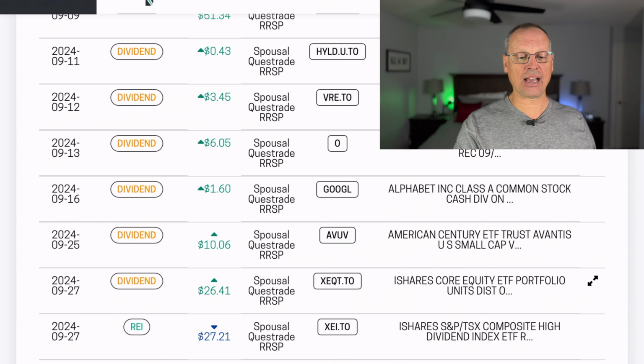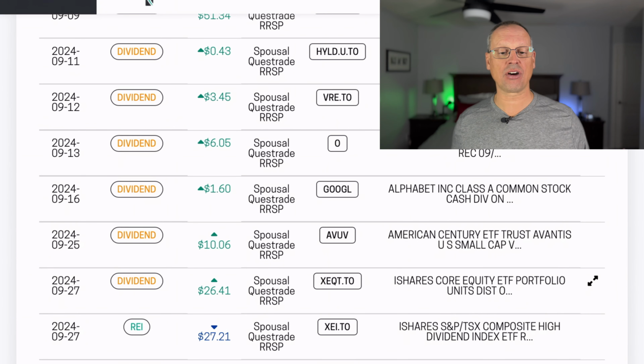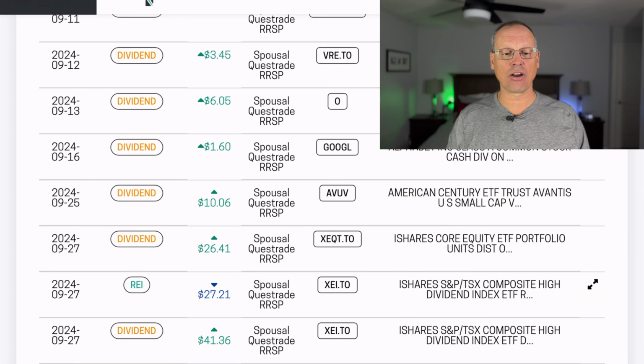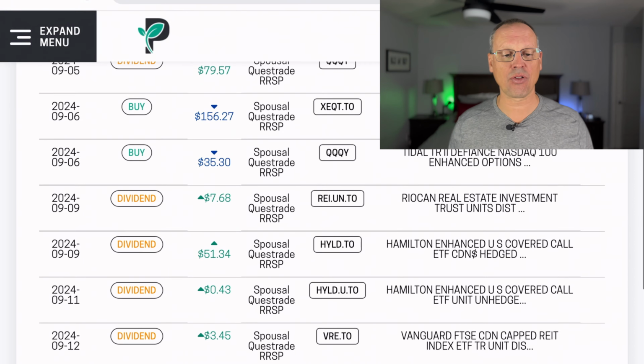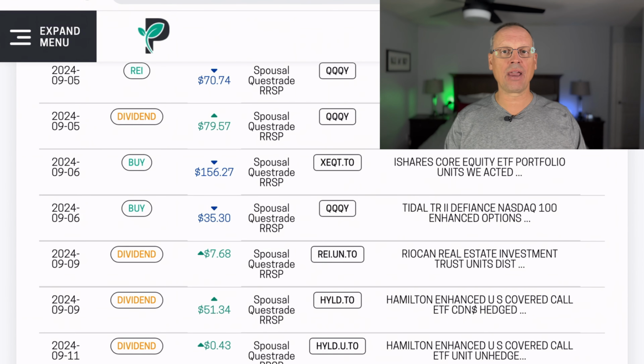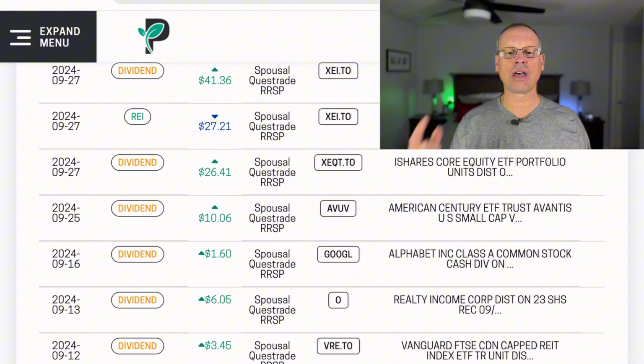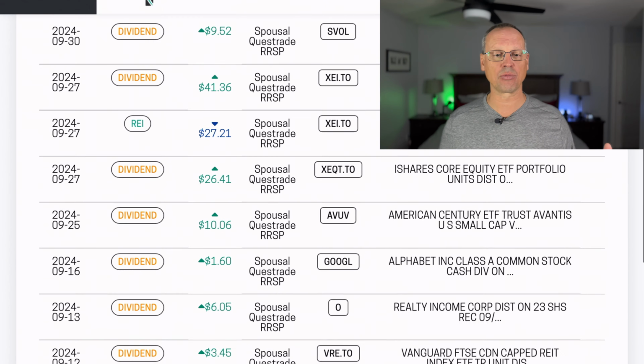And of course, lastly we had XEI paid out $41, and that is set on DRIP as well, as you can see. So it was reinvested for 1 share at $27. And lastly is SVOL that paid out $9.52, and the remaining of the cash is left over. We'll build that up and reinvest that when we have some more cash built up.